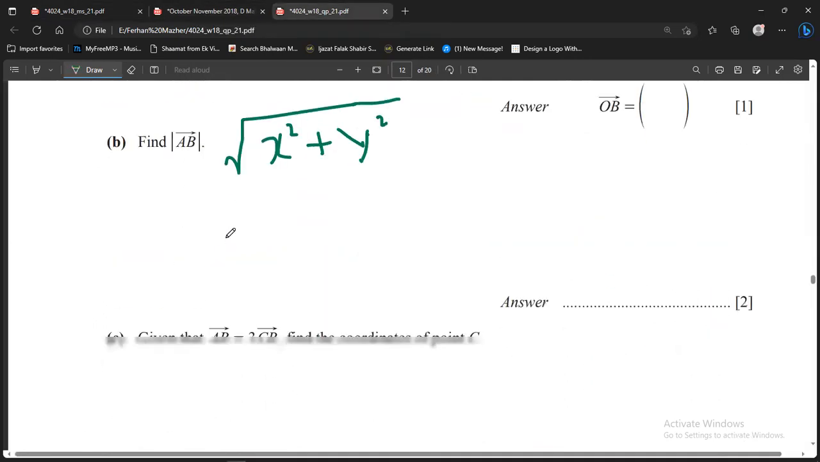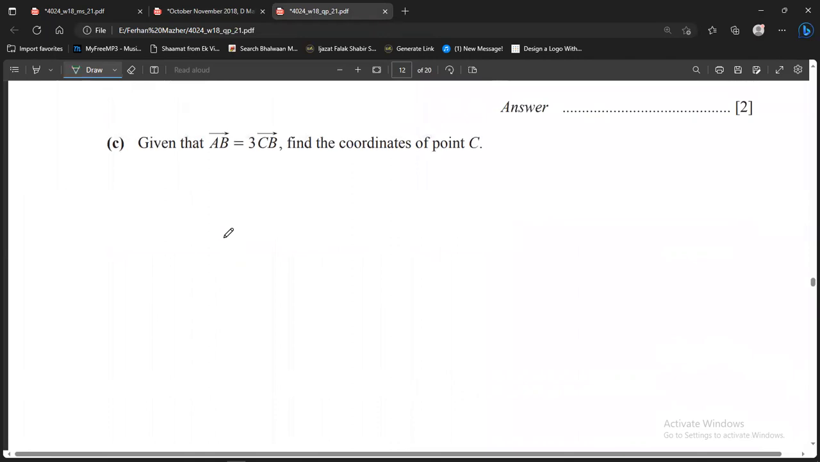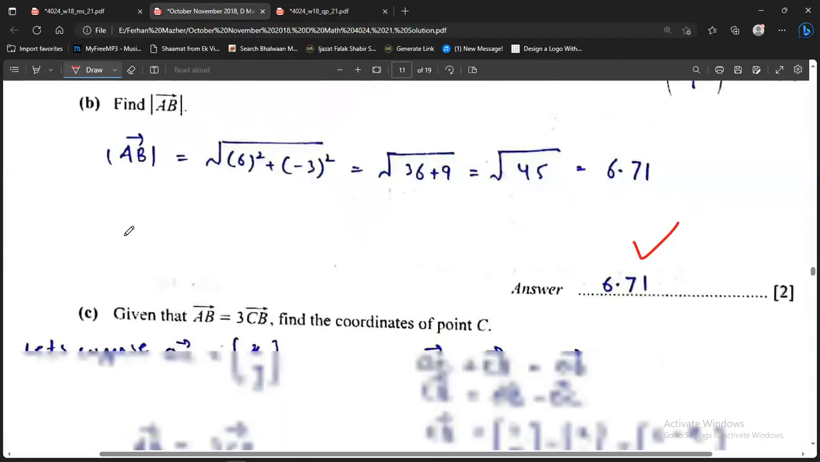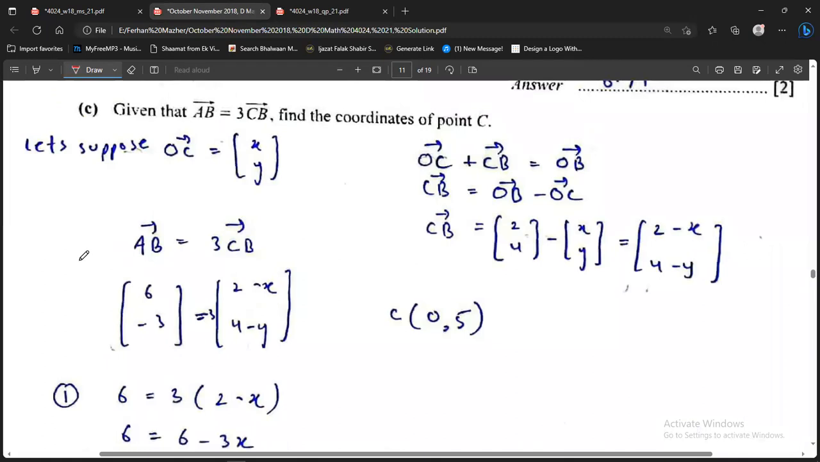Okay, then it says given that the AB equals to 3 times CB, find the coordinates of the point C. Okay. AB is 3 times CB. So here, because the AB is 3 times CB, so AB is 6 and -3 equals to 3 times the CB, which will be 2 minus x, and 4 minus y.